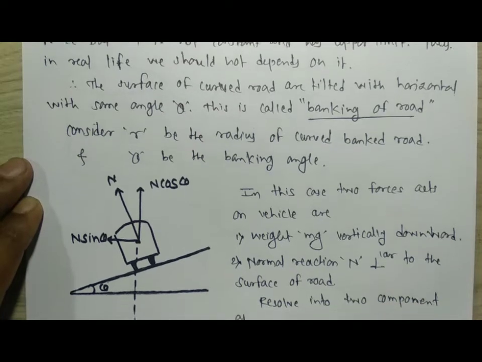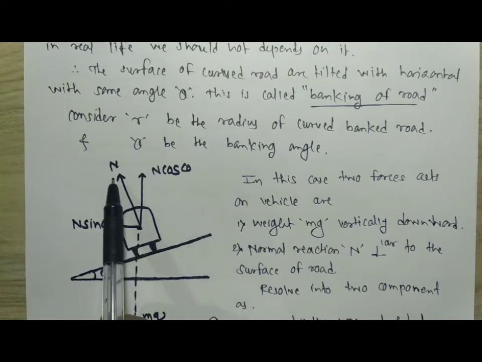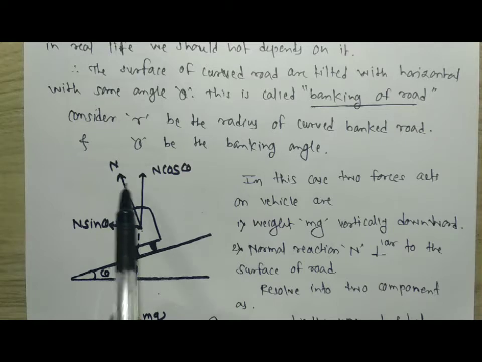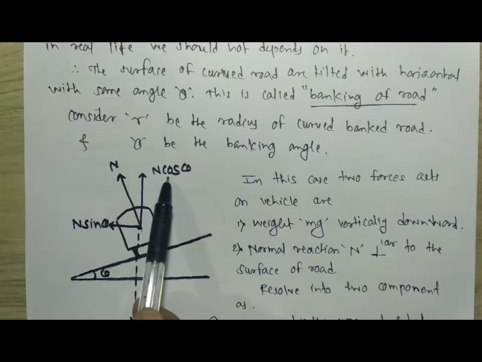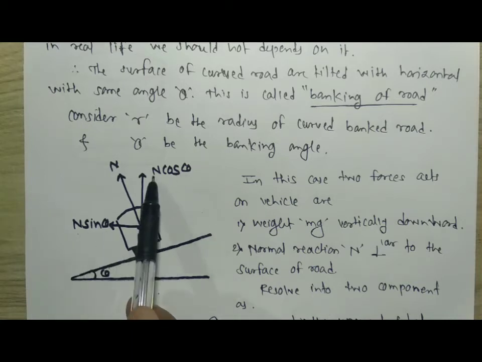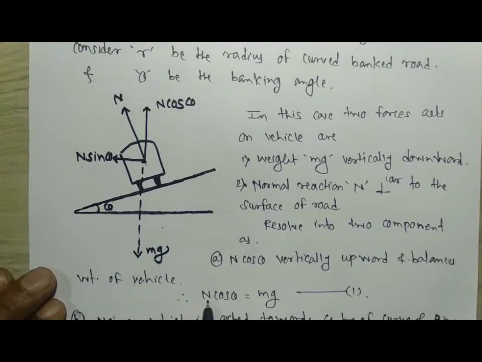Let us consider r as the radius of that curved banked road and theta as the angle of banking. At that time there will be two forces acting on the vehicle in a banked condition. One is a normal reaction and another is the weight mg. Normal reaction is resolved into two components: N cos theta and N sin theta. N cos theta balances the weight of the vehicle. Therefore you will get N cos theta is equal to mg.